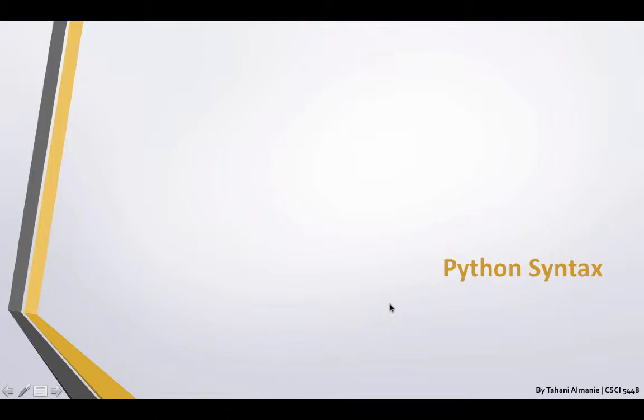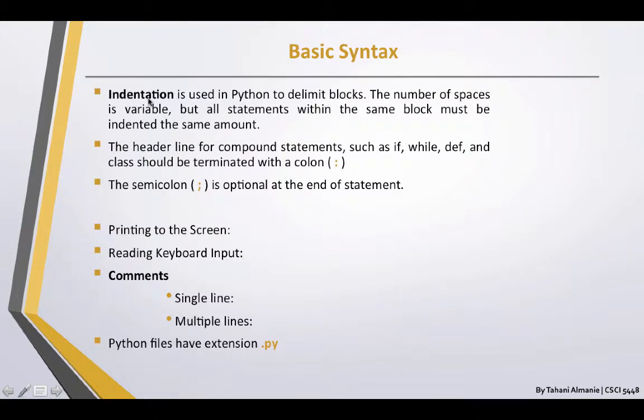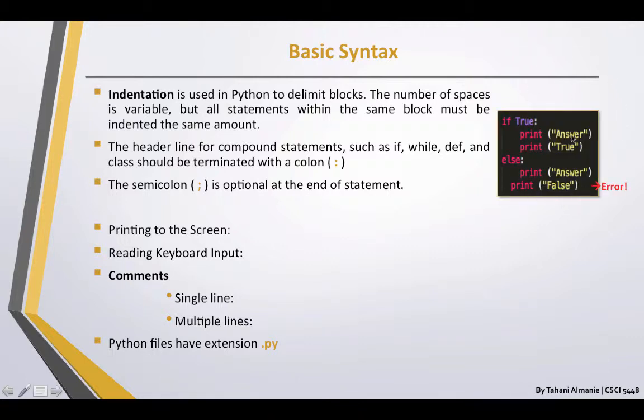Let's go to Python syntax. Indentation is a very noticeable feature in Python syntax. It's used in Python to delimit blocks. So Python doesn't use begin end statements or braces to denote statement blocks. And the number of spaces is variable, but all statements within the same block must be indented the same amount. So, as you see here in this example, while here we have a different number of spaces, this will give us an error.